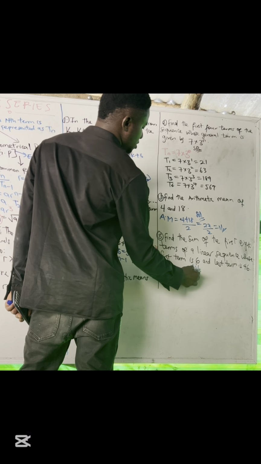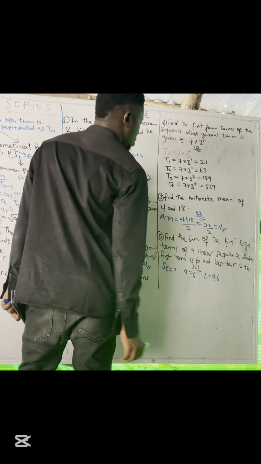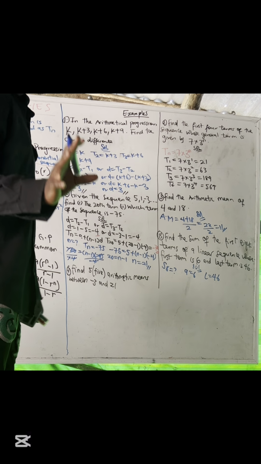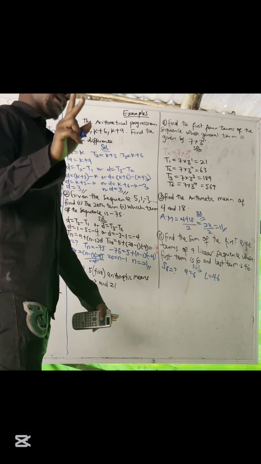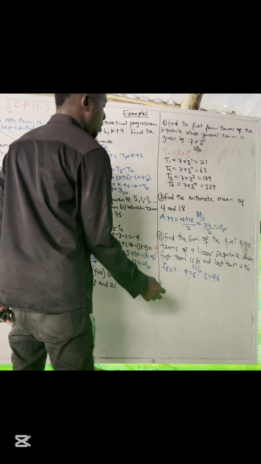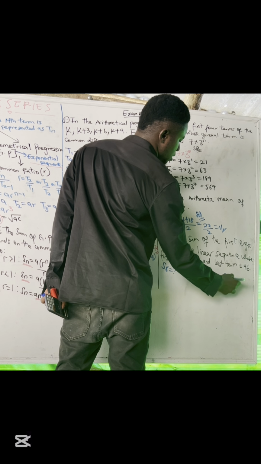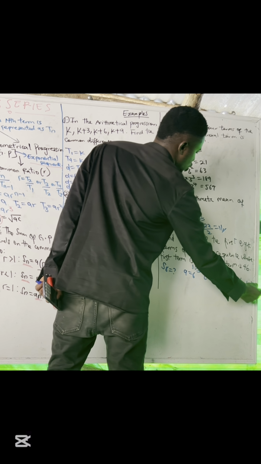Your first term, a, is equal to 6. Your last term, l, is equal to what? 46. So just remember that whenever you are dealing with an AP and you are asked to look for the sum, we have two formulas. If the first term and the last term are given, you are going to make use of this formula: Sn is equal to n over 2 times (a plus l). You are going to be using this formula.